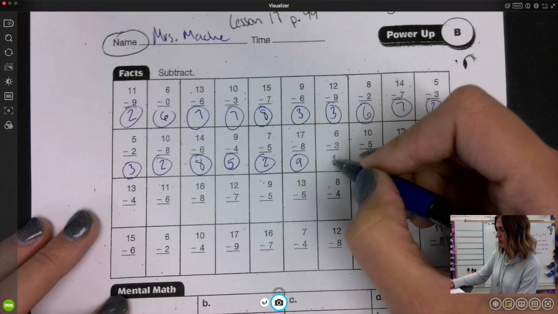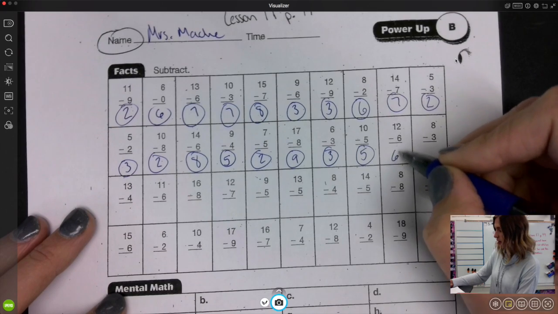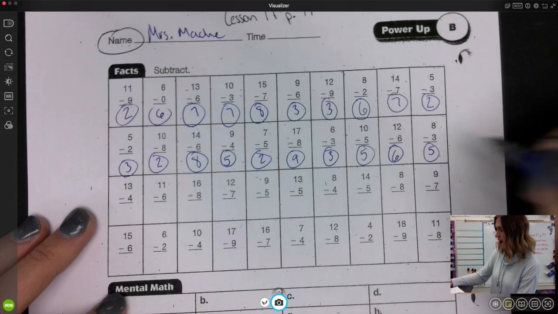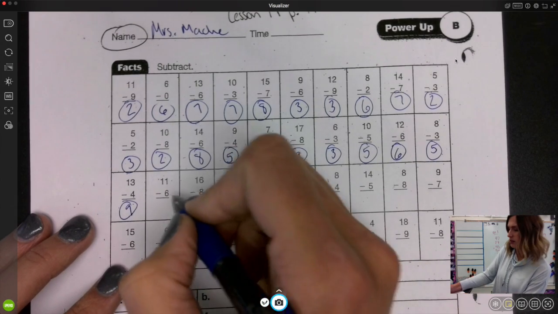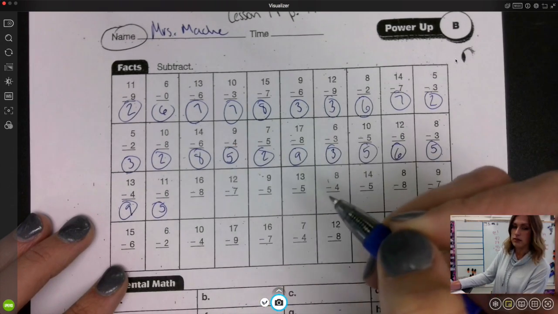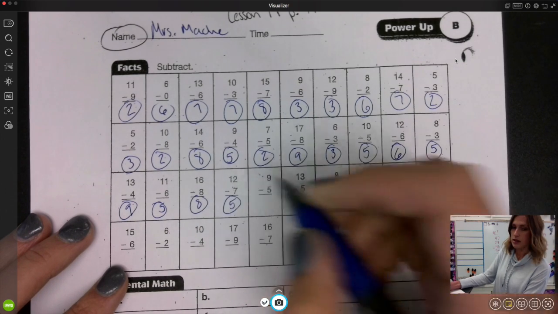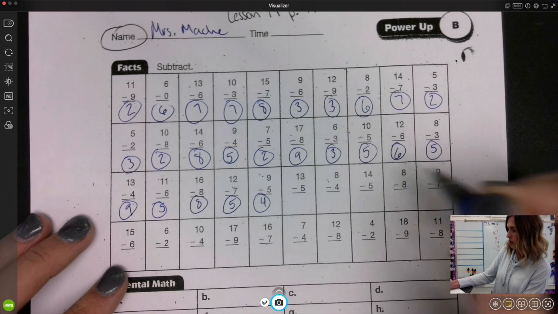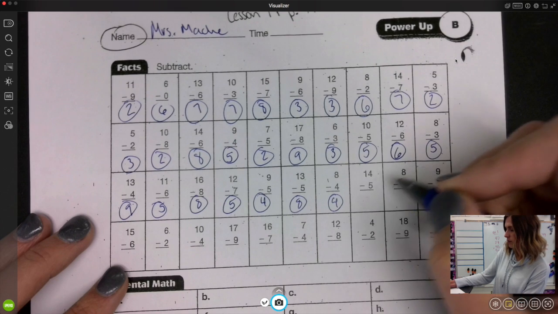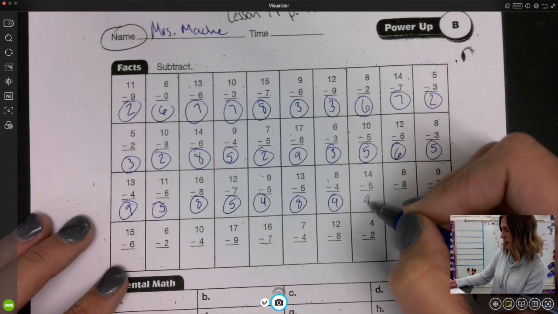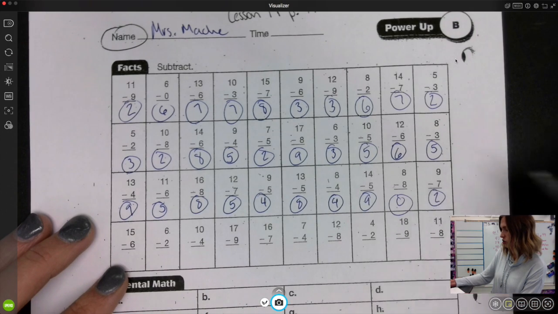6 minus 3 is 3, 10 minus 5 is 5, 12 minus 6 is 6, 8 minus 3 is 5, 13 minus 8 is 5, 11 minus 6 is 5, 16 minus 8 is 8, 12 minus 7 is 5, 9 minus 5 is 4, 13 minus 5 is 8, 8 minus 4 is 4, 14 minus 5 is 9, 8 minus 8 is 0, 9 minus 7 is 2.